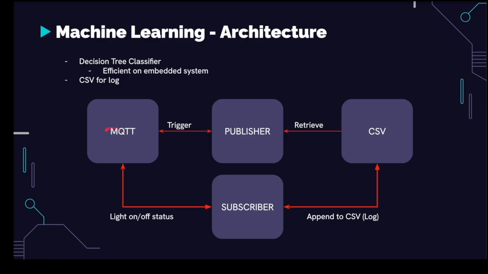From the MQTT, whenever the MQTT triggers a light on or off status, the subscriber will subscribe to the topic, receive the status, and then append a new row to the CSV, including the current date time. From the CSV, it will then feed the data into the publisher, which we use to train our model for our machine learning. This publisher also has a predict method, which predicts whether to turn on or off at which time based on the log given in the CSV. Whenever it's supposed to trigger an on or off status, it will trigger through the MQTT.